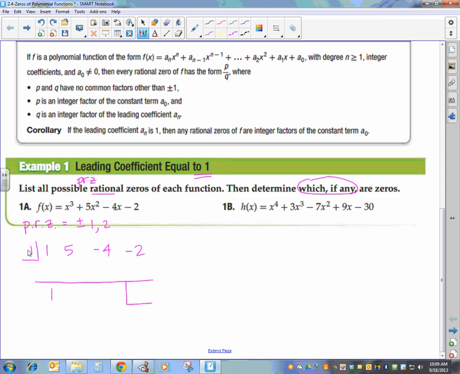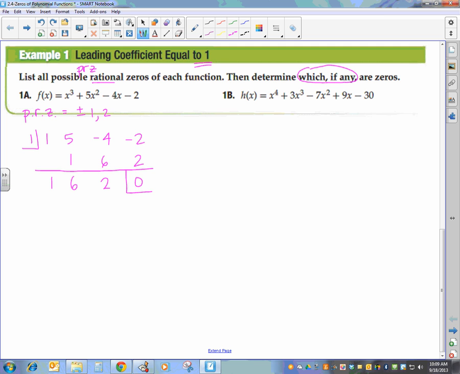So I bring down my 1. I'm going to go through this quickly because we talked about synthetic division yesterday. 1 times 1, 5 plus 1 is 6, times 1, -4 and 6 is 2, and 2 times 1, so the remainder is 0. All right, and remember, this leaves me with x squared plus 6x plus 2. You can put that in your calculator, but this particular graph doesn't ever intersect the x-axis. So the only zero that I have from this is 1.